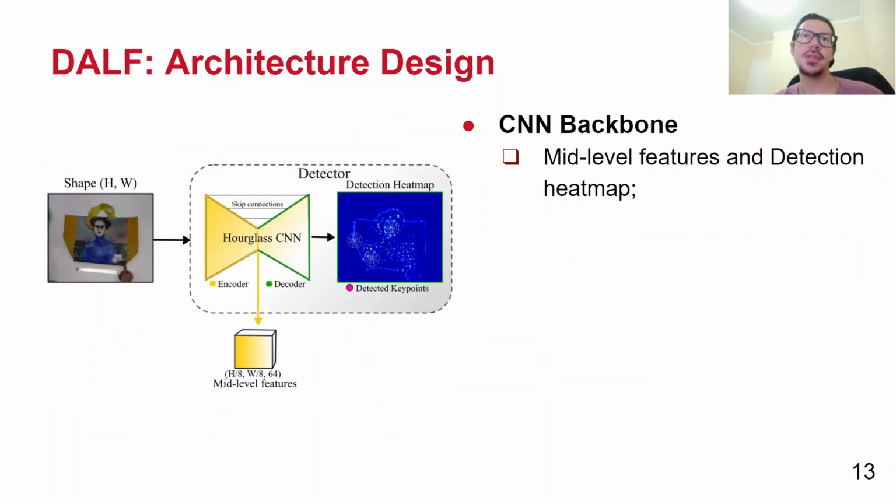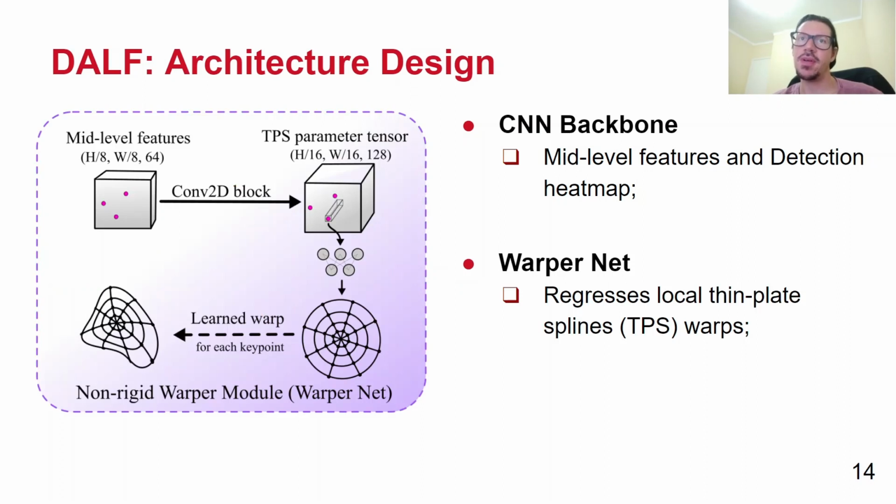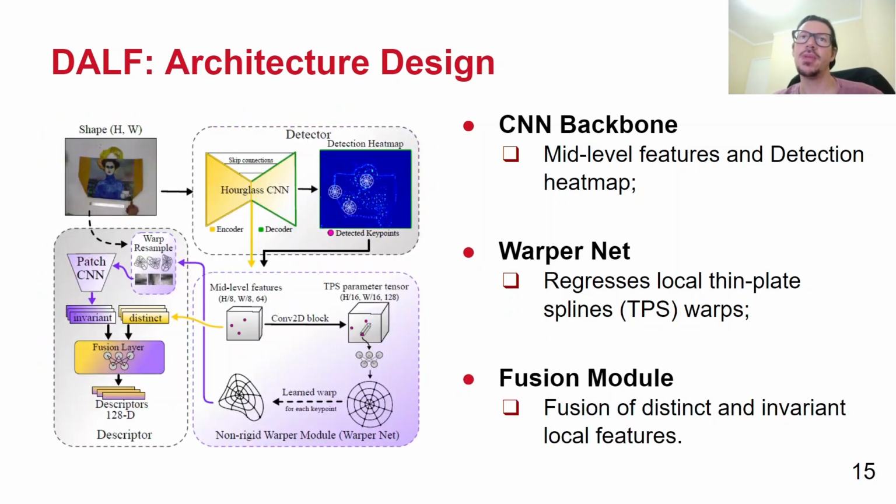Our proposed architecture is composed of three main components. Given an input image, an hourglass CNN backbone is employed to compute mid-level feature representations and also produce a detection heat map. The mid-level features, which have a larger receptive field and intermediate-level semantics, are used as input to the non-rigid warper module that efficiently regresses a local template splines warp for each key point. The warp is used to resample local patches from the original image. With the resampled warps, a low-level patch CNN is used to extract local features with increased robustness to deformations.